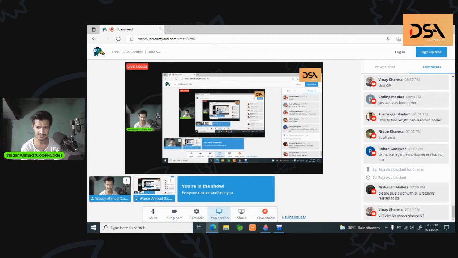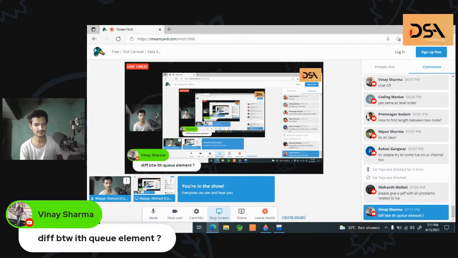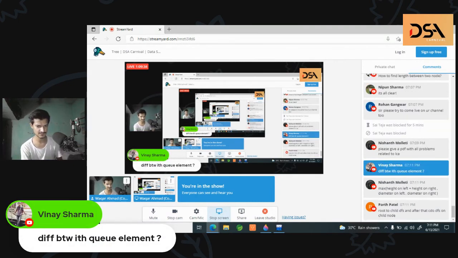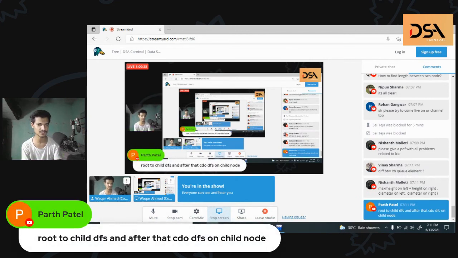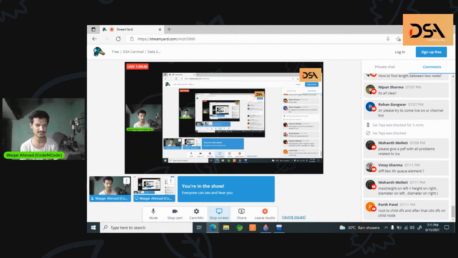Difference between ith q element. What is that? To see, Vinay, to find a difference, you need to have at least two elements, right? You are only telling difference between the ith element, and ith means only a single element. Please clear your question. The question is not clear.